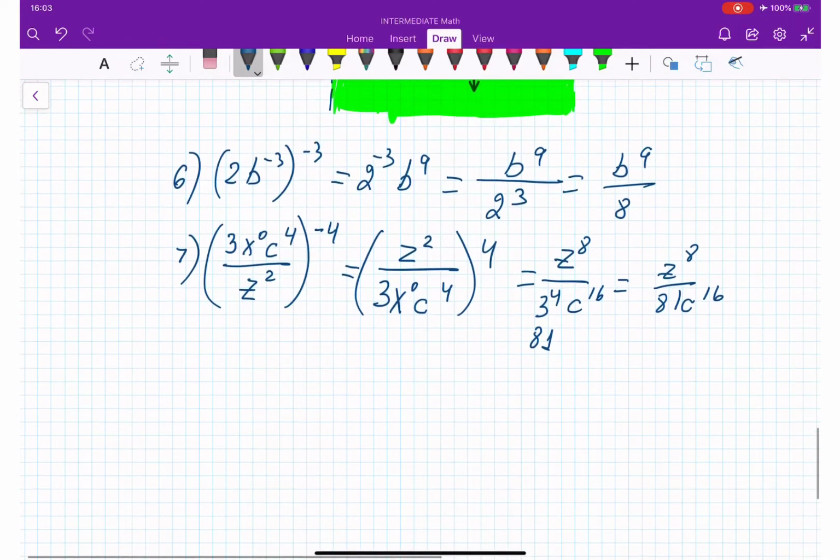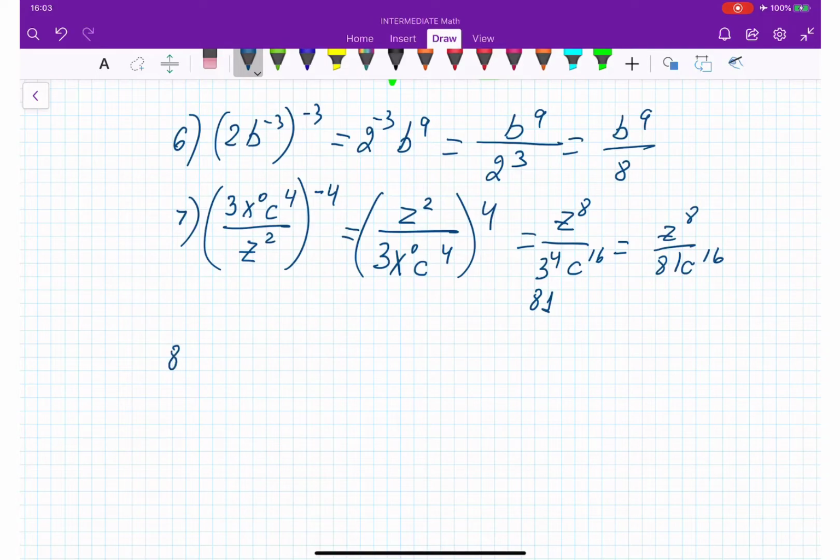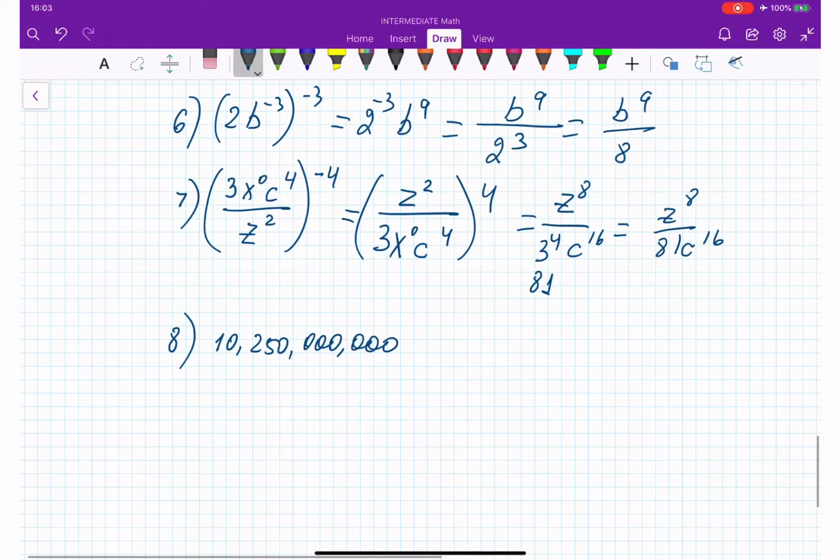Question number 8. So scientific notation, we need to write down a large number, 10,250,000,000. To write it in the format of scientific notation, it's going to consist of two parts. One is a number, another one is 10 to some power.